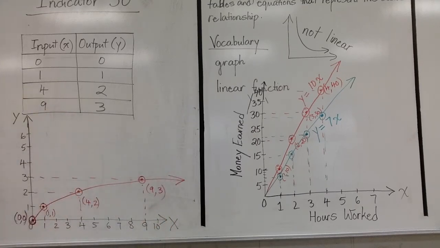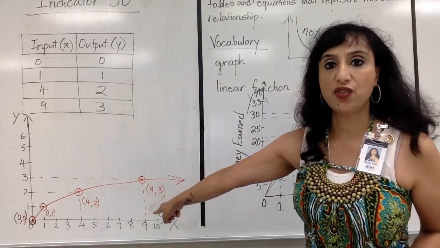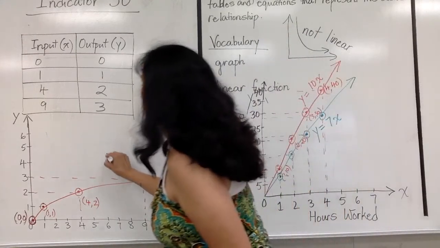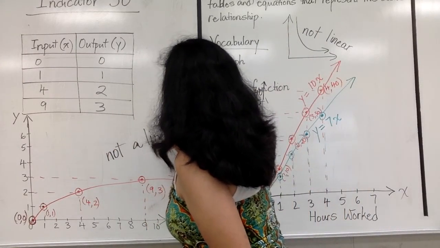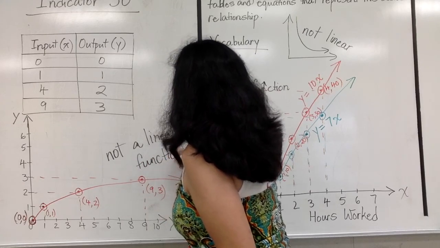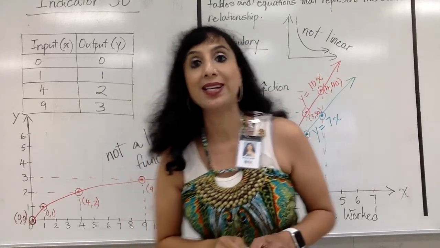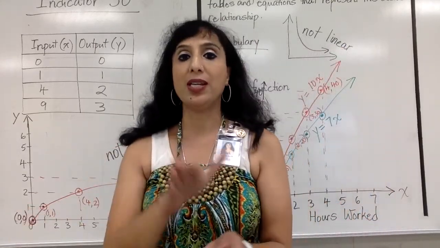So look at this graph. Does this look like a linear function to you? No, this graph is definitely not a straight line. This is not a straight line. So this is not a linear function. Linear function means that the graph will have a straight line. So I just wanted to show this also to you.